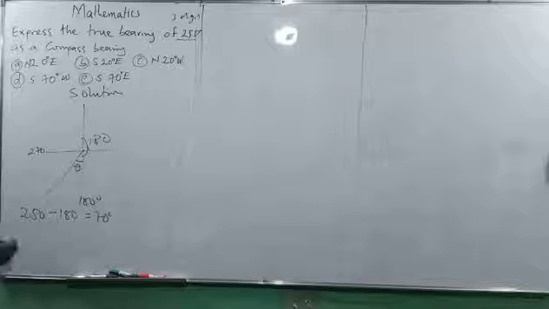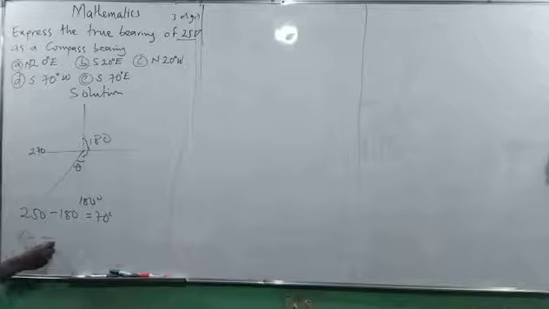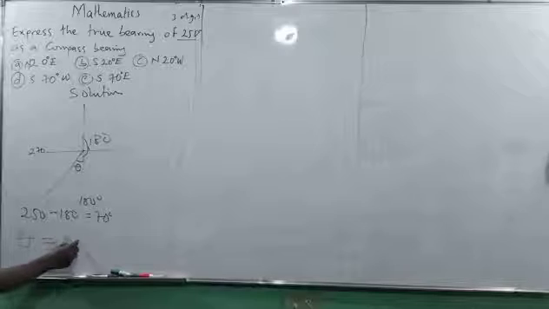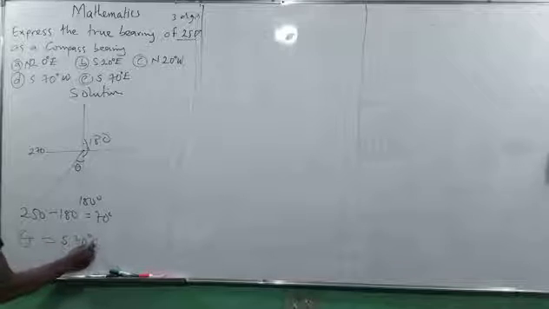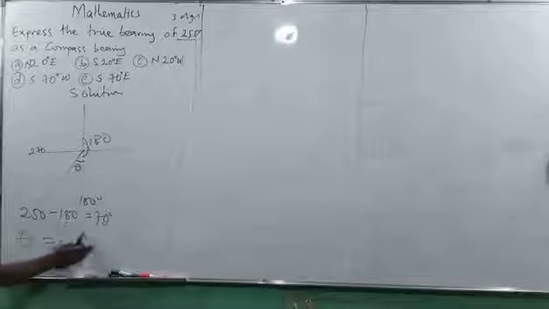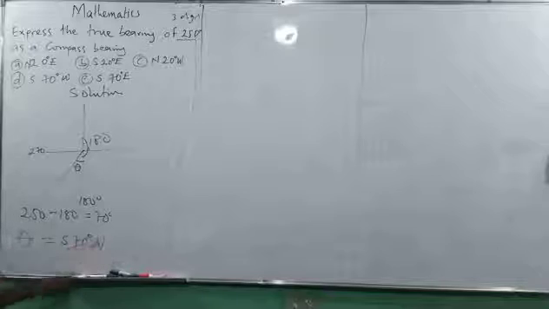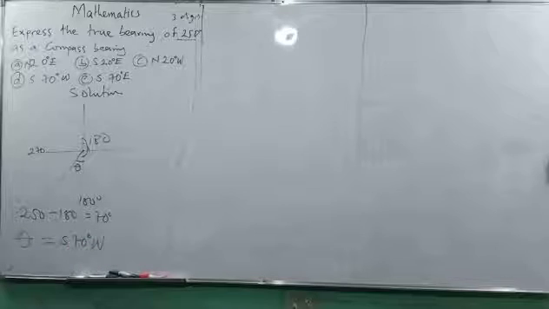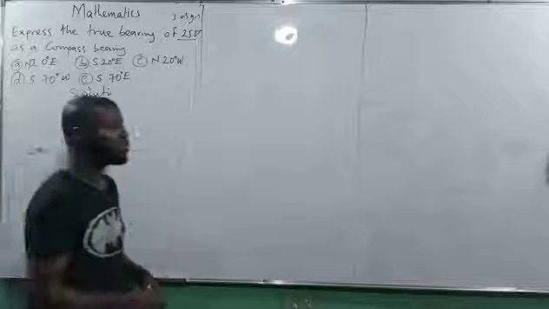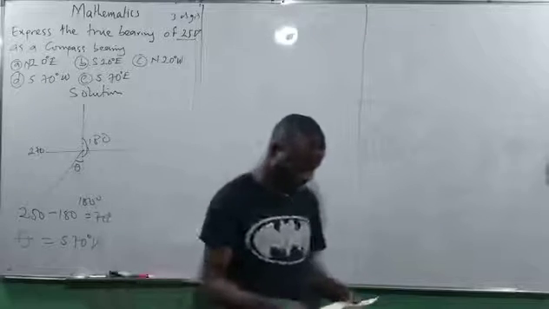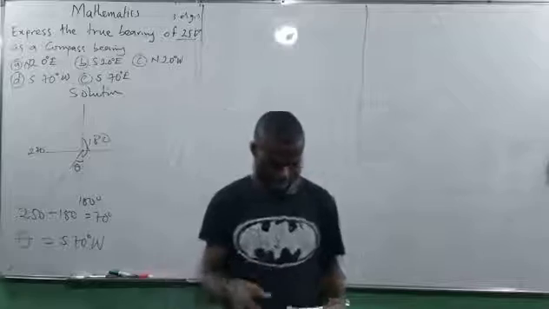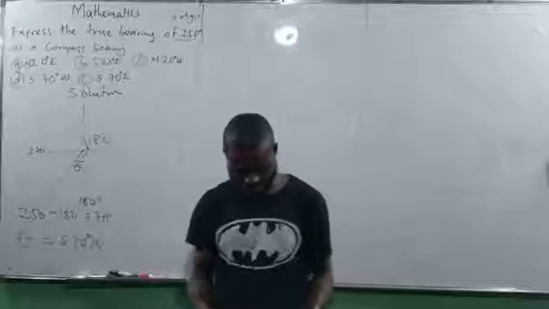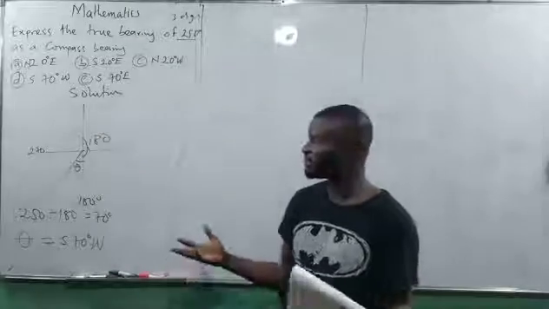Then it means my theta will be equals to 70 degree south of west. South of west, that is the answer. 70 degree, it means here 70 degree south of west. That is the answer. Now, can you see how nice, how sweet this problem is?